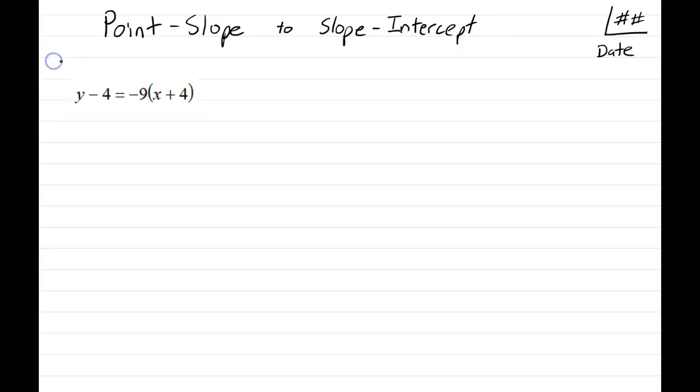So let's take a look at our first example. We'll call it 1A. We're given an equation in point slope form, and we're going to rewrite it in slope-intercept form. Point slope form, which we've worked with before, is y minus y1 equals m times x minus x1. Slope-intercept form is just y equals mx plus b. All we have to do is the math and get y by itself, and then it'll be in slope-intercept form.